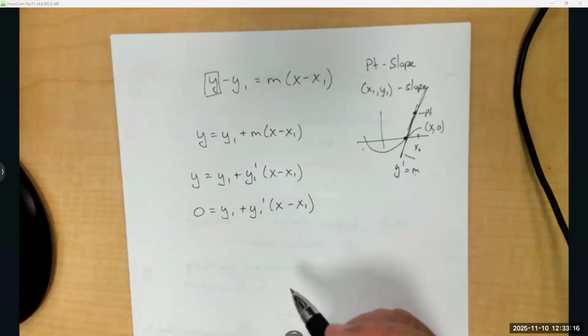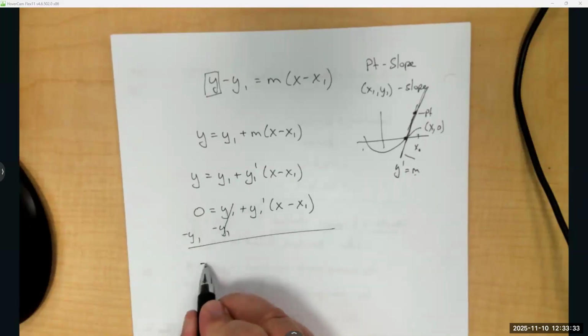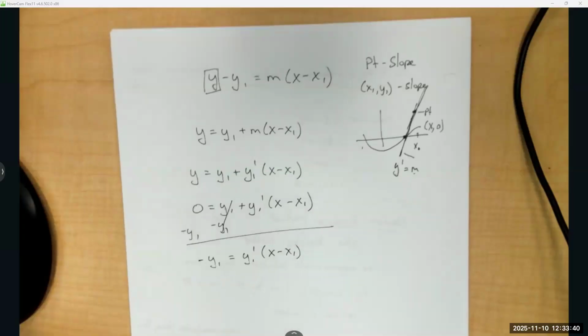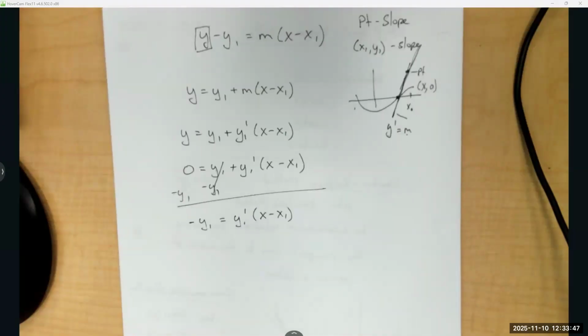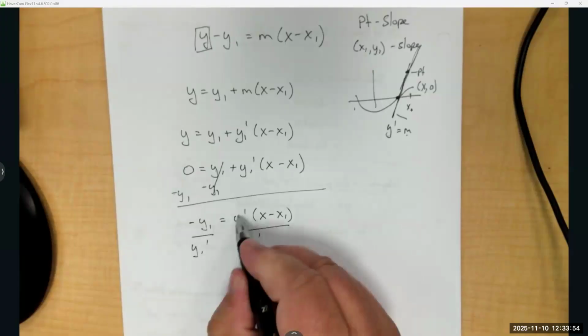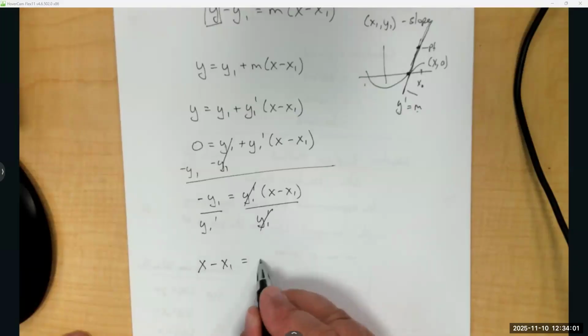Solve for x. What's the first thing I move? Yeah, you move this one, minus y1. So I have minus y1 is equal to y1 prime, x minus x1. What's the next thing I move? Very good. So I'm going to write that. So x minus x1 is equal to negative y1 over y1 prime.